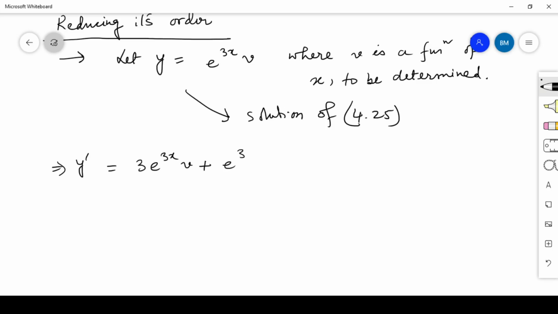This will imply y prime is equal to 3 e to the power 3x v plus e to the power 3x v prime. And if I differentiate it again, that will give y double prime, equal to e to the power 3x v double prime plus 6 e to the power 3x v prime plus 9 e to the power 3x v, where single prime stands for dv by dx and double prime stands for d2v by dx square. So this is the expression for y double prime, and that is the expression for y prime.